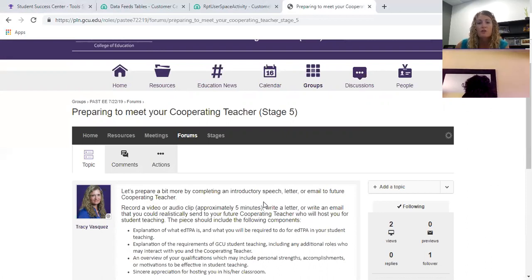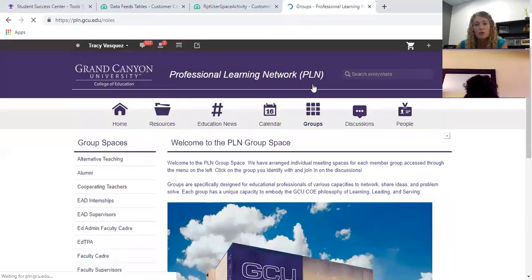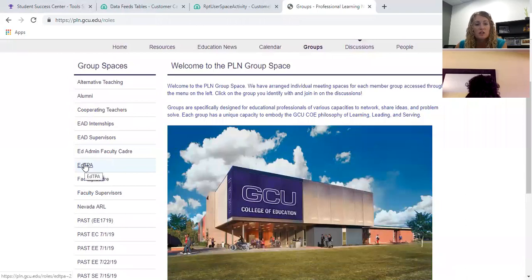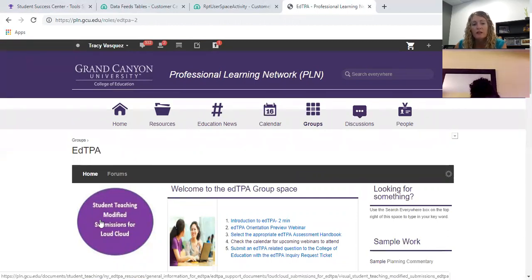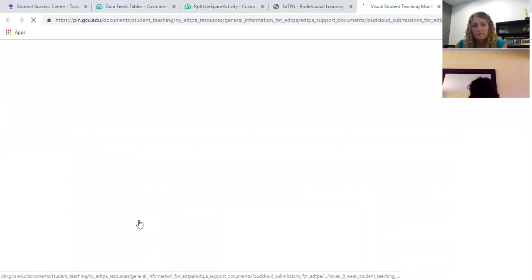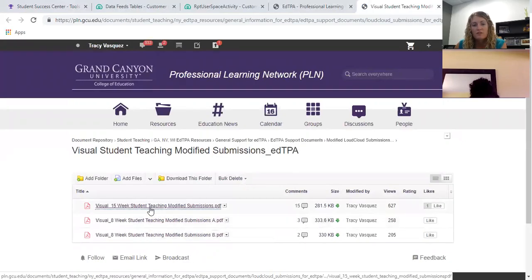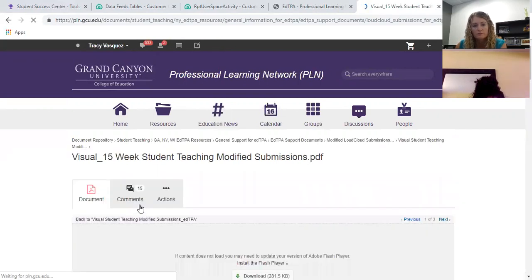Because what we have for you is modified assignment submissions so that you will be able to work on your EdTPA throughout student teaching and not get confused with the STEP items. So if you go into this EdTPA group space, now we're going to look at this purple circle on the left. This purple circle has the modified student teaching submissions for LoudCloud. And most of you have the 15-week course. If your online student teaching course is 15 weeks, this is the one you will reference.